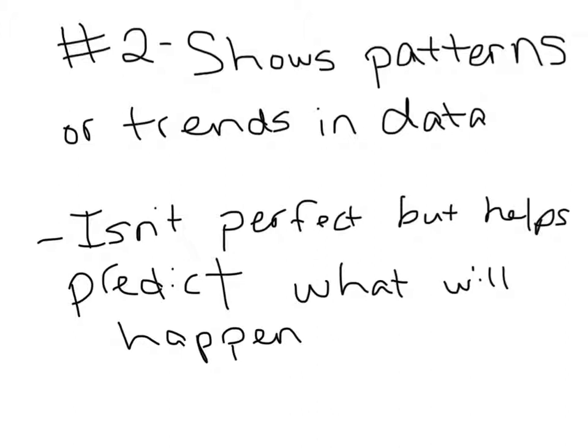But what the scatter plot does is it shows patterns or trends in data. It shows us that pattern that generally, as you get older, you get taller, at least until you stop growing. It isn't perfect, but it helps us to predict what happens. We know that there's a good chance that somewhere in an area is where your answer will be.